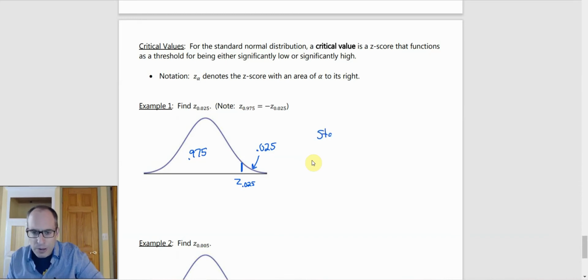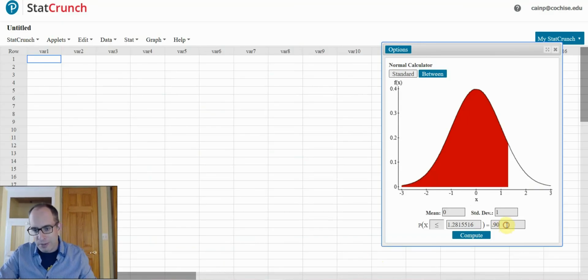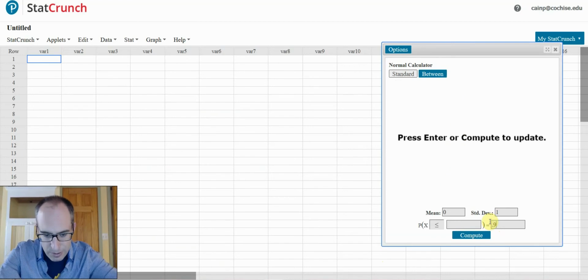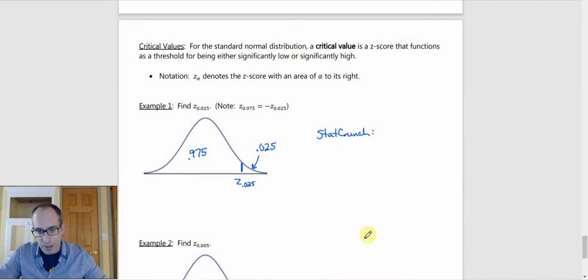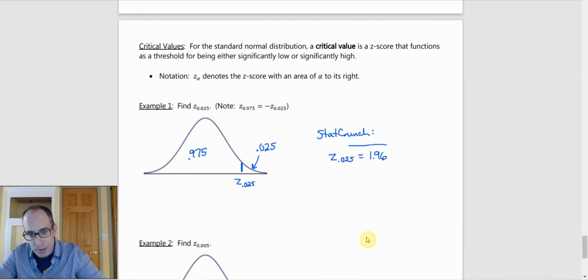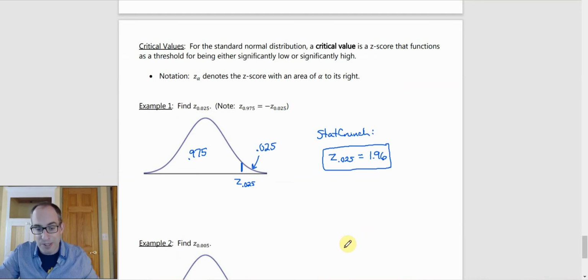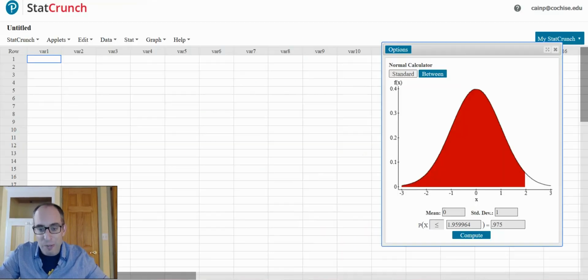But we are just going to go to StatCrunch and get it. So we need 0.975 on the left, and there's our answer. It's 1.960, or just 1.96. So z sub 0.025 is 1.96, and this actually is by far the most commonly used critical value. You'll see it when we get into Chapter 7. You will definitely see it a lot.